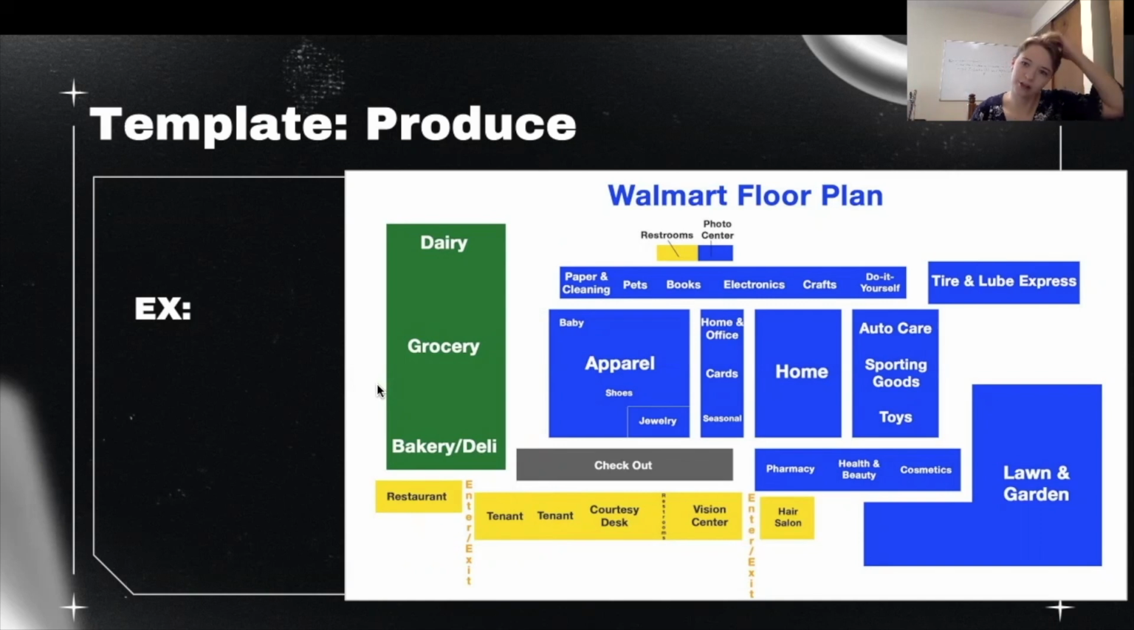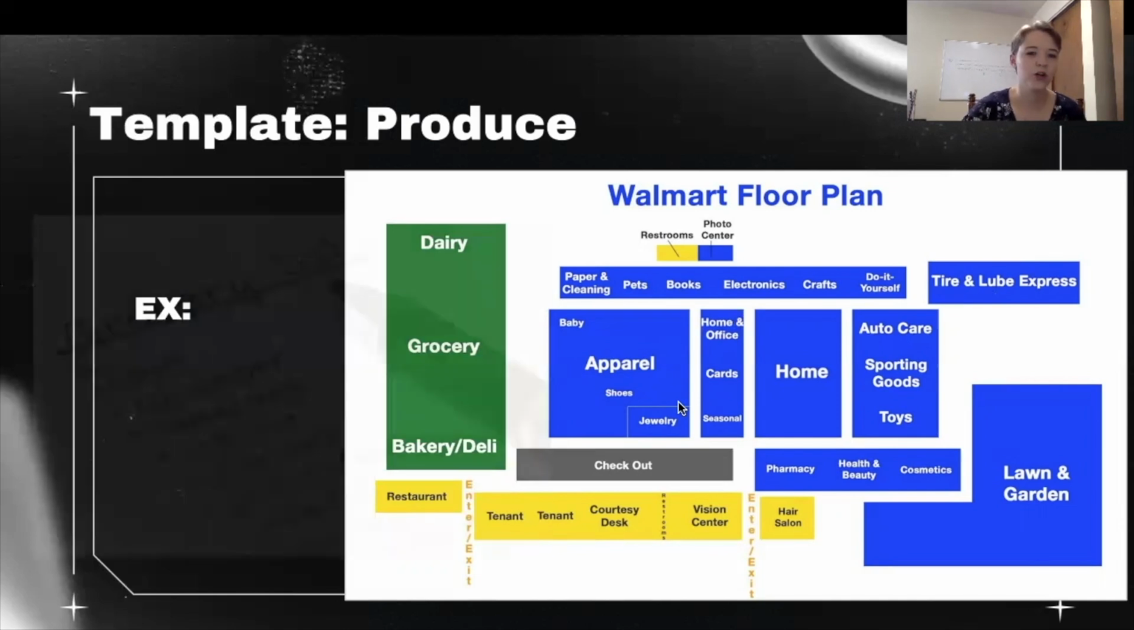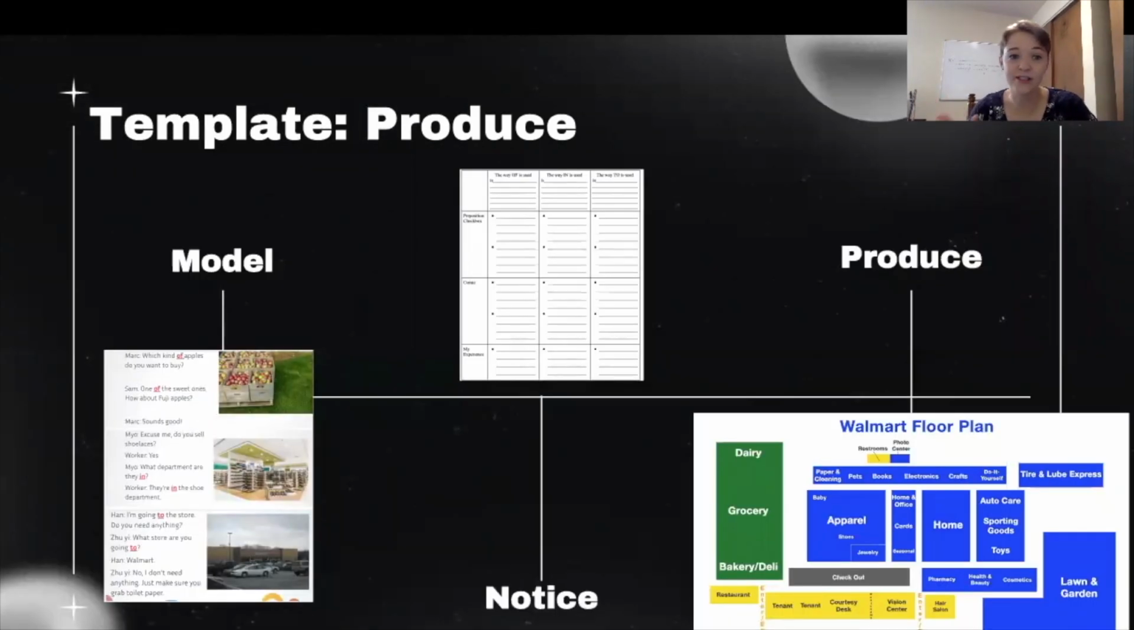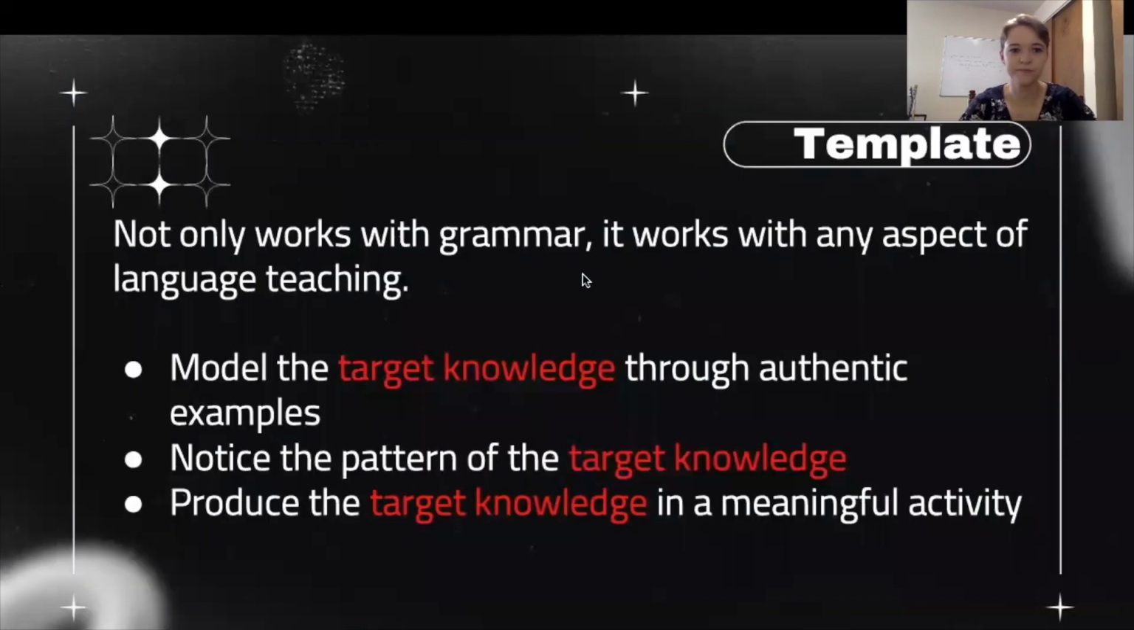Or the other way you can do this is you can say, oh, I'm in the tire section. How do I get to the restaurant at the entrance? And so they could describe which way they would go. Or you can say, which of these categories would cucumbers be in? So again, they're using of, in, and to in a meaningful activity. So again, that is the template. Model, notice, produce. 3 phases. And of course, after you're done with the produce section, you would also fill that in on the notice paper.